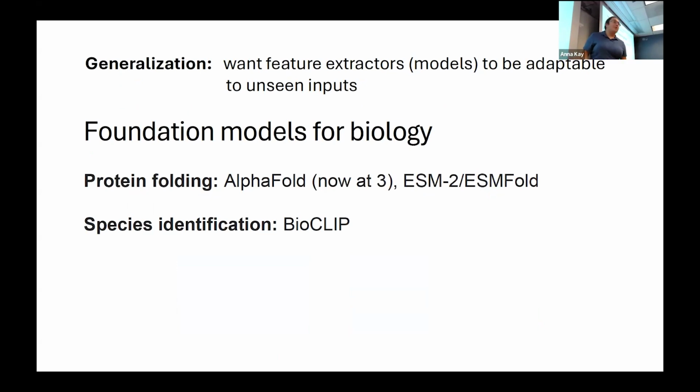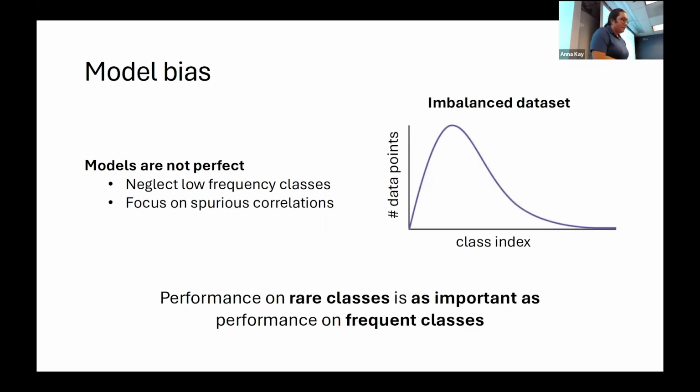So again, reminder, we just want good models that are good feature extractors, and we want them to be adaptable to new tasks or unseen inputs. Here's just some examples of foundation models that exist in biology that all focus and use feature learning in some way. So we have AlphaFold, transformer-based, but now in version 3, I believe they added diffusion. We also have ESM2 and ESMFold, transformer-based. And then there's this new model called BioCLIP, which associates images of different species with their class or with their taxonomy tree.